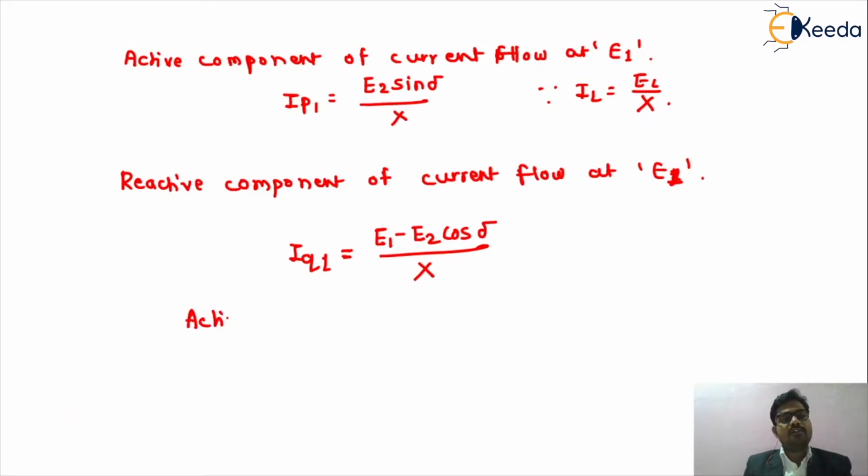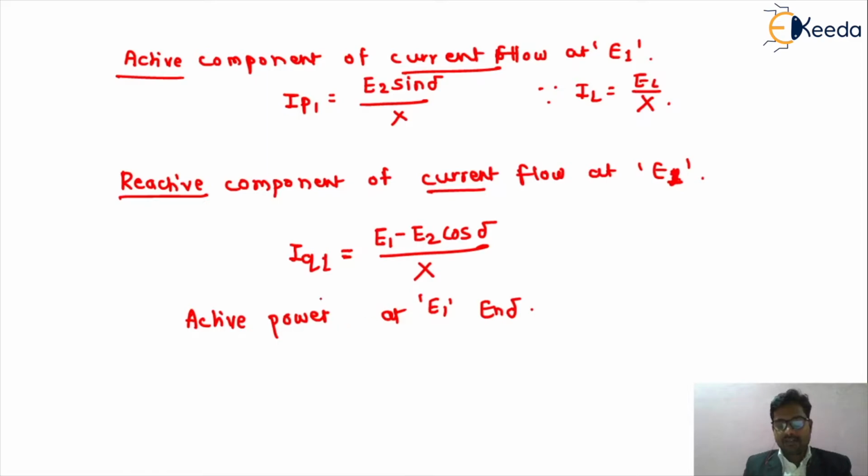So now we can get the value of the active power at E1 end, because we have the active component and reactive component of your current. Now we are getting the value of the active power at the E1 end. What should be the formula of power? As we know, electrical power is calculated by the product of voltage and current. So the active power at E1 end is IP1 into E1. Now we want to substitute the value of this IP1 into that particular equation.